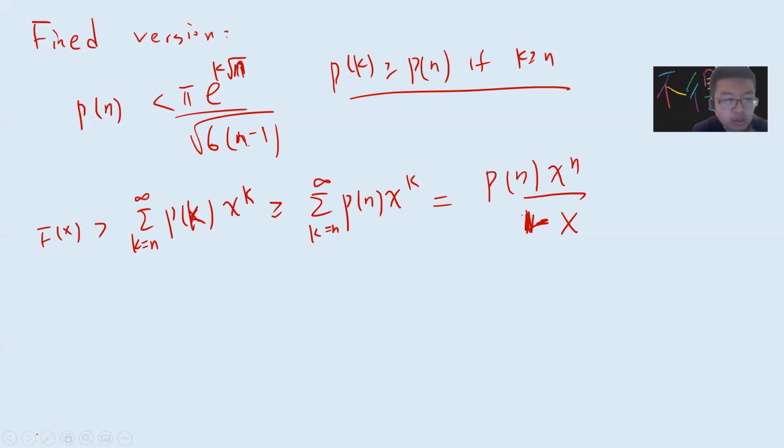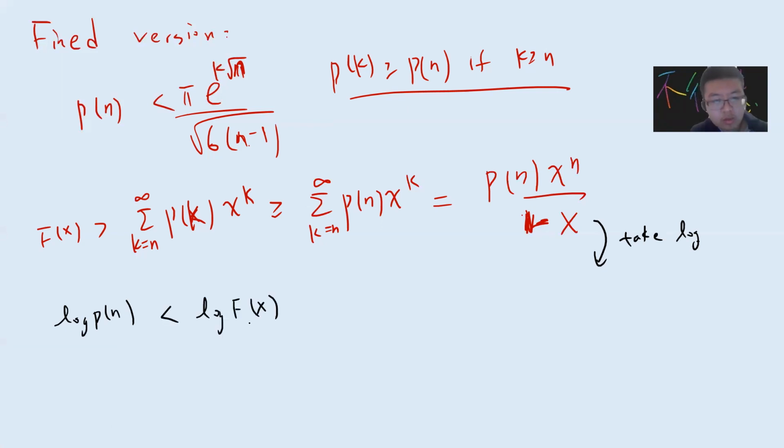Then let's take log on both sides. So we get log p(n) less than log f(x) plus the next term, n log x, but let's reflect it, so you get n log 1 divided by x plus log (1 minus x). You just plug it in.